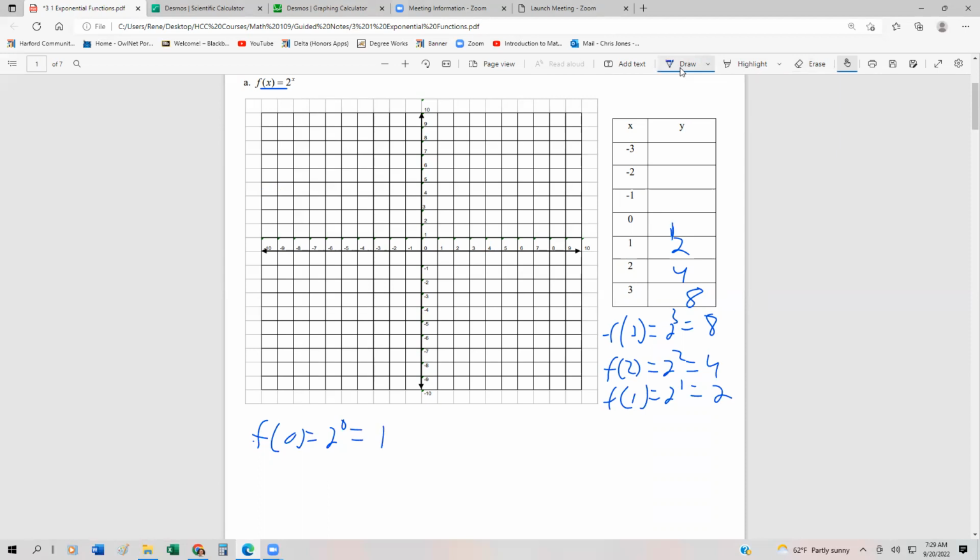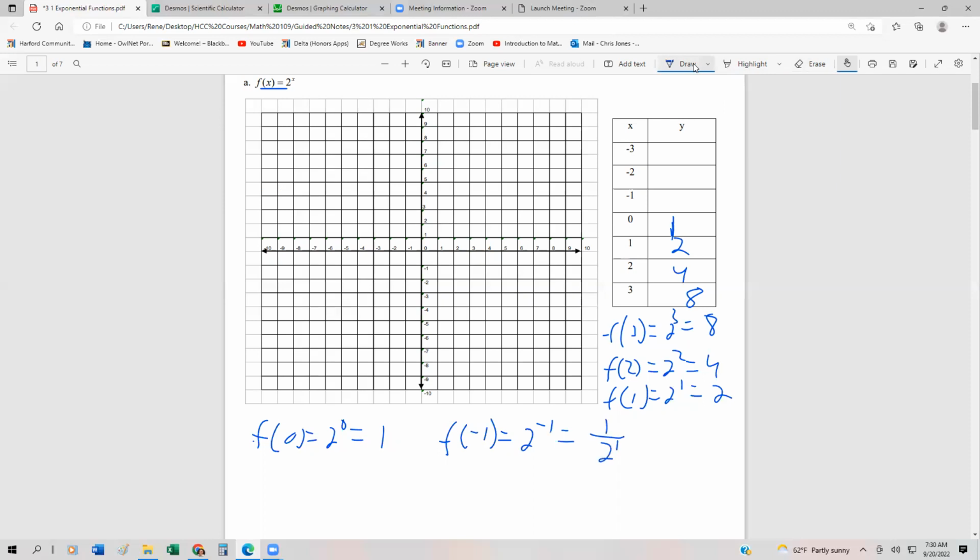All right. And then 2 to the negative 1. So f at negative 1 is going to be 2 to the minus 1. And that is not equal to negative 2. Okay, a lot of students will say this is negative 2, but that is not correct. All right, it's actually going to be 1/2. All right, and let me illustrate why it's 1/2. All right, so that's not equal to negative 2. What it actually is going to be equal to is a half, because anytime you have a negative exponent, what that means is that you're going to flip the fraction over.